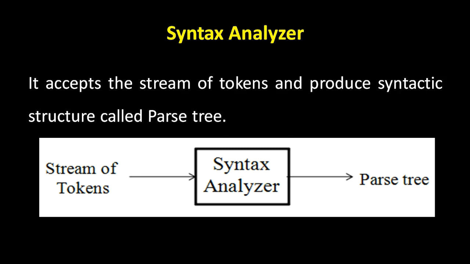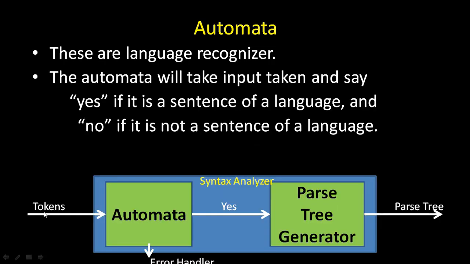Now we conclude the automata operation. It accepts the tokens and checks if it is a valid token, then it moves to the next step, that is creating the parse tree. Otherwise, it produces the error. So the syntax analyzer comprises these two operations. After the output of automata, it converts to the parse tree by using the parse tree generator. Now the question is how the automata checks whether the tokens are valid or not.